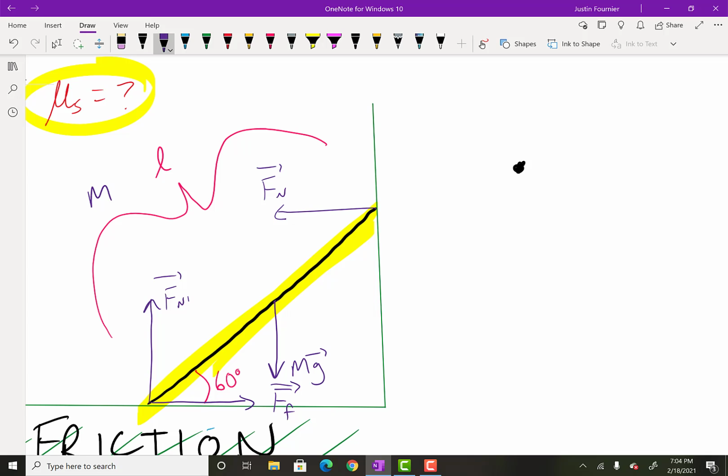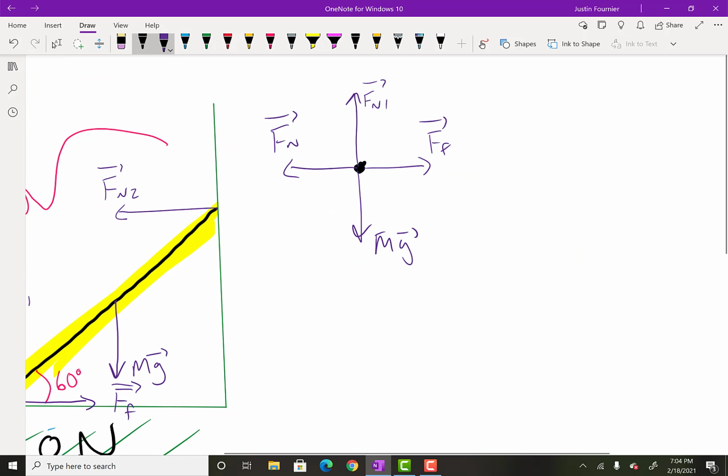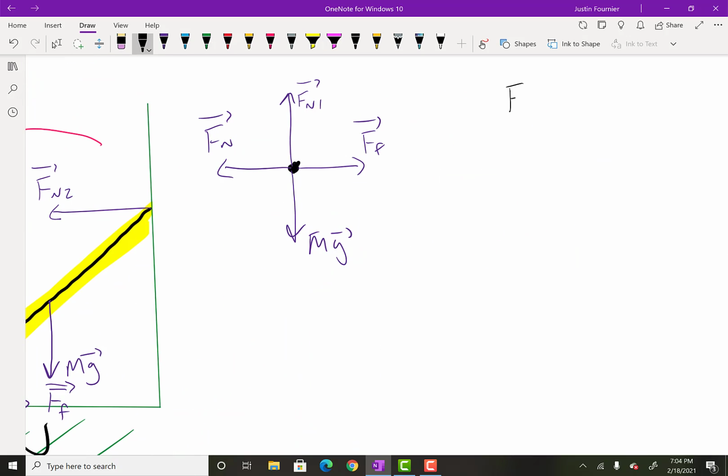So I'll call this Fn1, this Fn2. I got normal force 1 pointing up, the weight mg pointing down, the friction force pointing to the right, and the normal force pointing to the left. And all these equal 0, so F net is equal to 0. I got this in two directions as well. In the vertical direction, the normal force minus the weight is going to equal 0. So that tells me the normal force is equal to the weight.